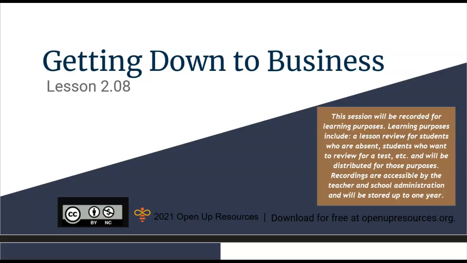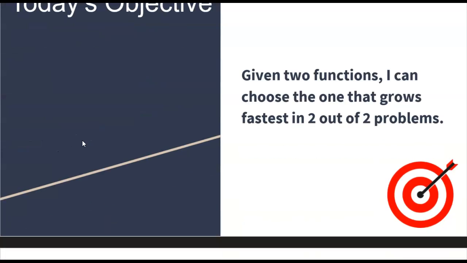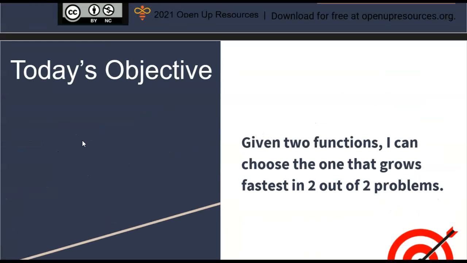Today we're looking at lesson 2.08, Getting Down to Business. Today's objective is, given two functions, I can choose the one that grows fastest in 2 out of 2 problems.